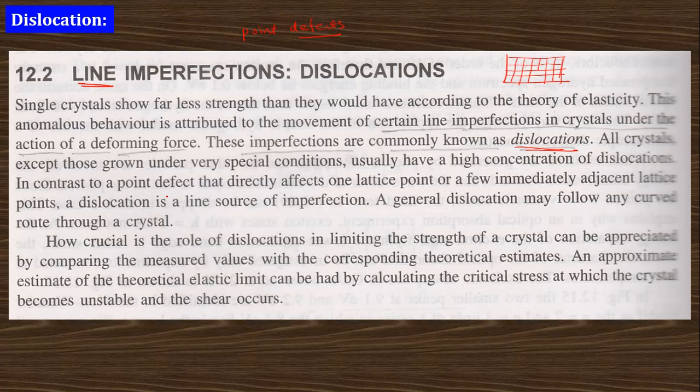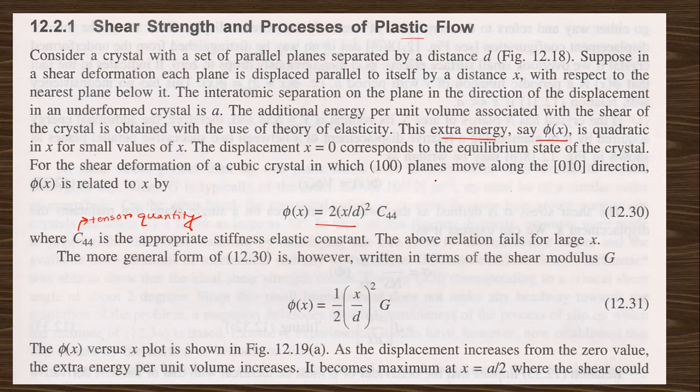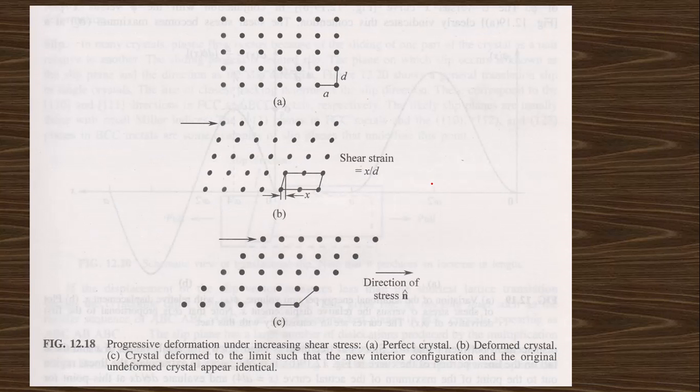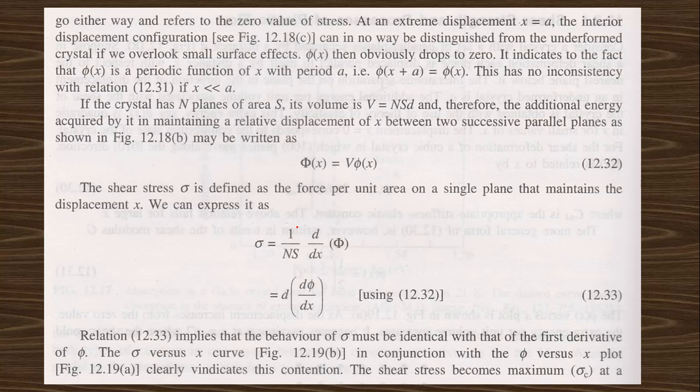Now we come to the line defect. Line defects mean there is a line absent within this structure. This is the line defect, and this is called the dislocation. There are various types of dislocation that appear. Due to strength, the dislocation can appear.